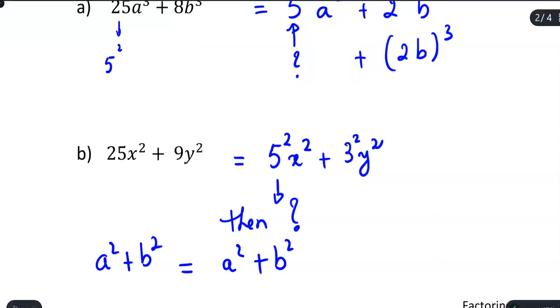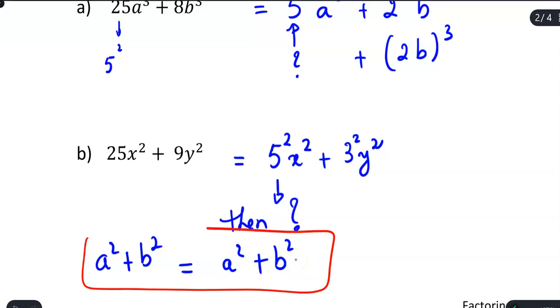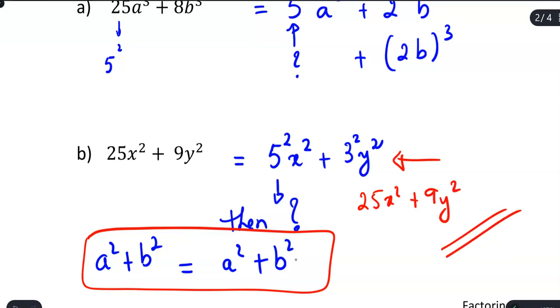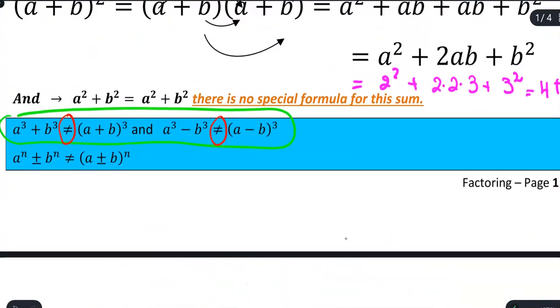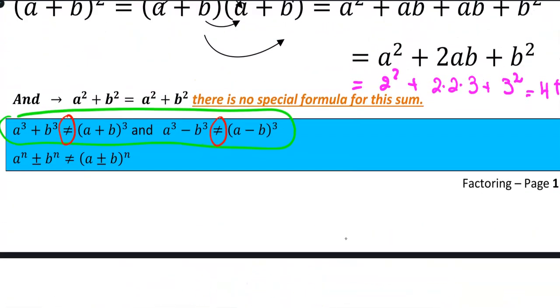It is a sum of squares, and there isn't any special formula for the sum of squares. Sum of squares is just equal to itself. So don't forget, remember this. This one just stays the way it is. So rather than writing it like that, I just write 25x² + 9y². I cannot factor it. There isn't any special formula for the sum of squares. So go back to our chart that I tried to show everyone here. There's no special formula for this sum.